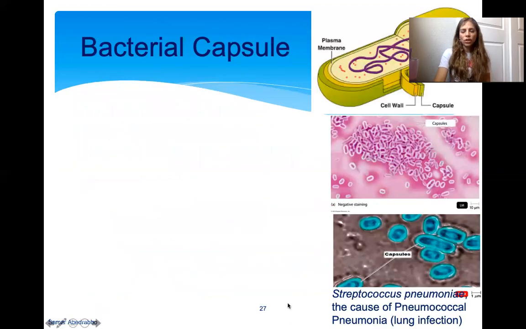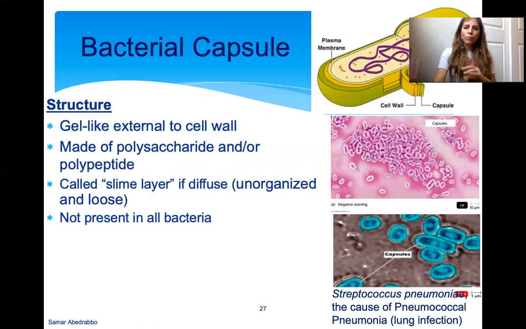Okay, another cell structure I want to talk about to move on from the cell wall is a bacterial capsule. When we look at a cell, you have a cell membrane and then a cell wall, and then bacteria also sometimes have a capsule. So it's a third layer of protection, and it's external to the cell wall, meaning it's outside the cell wall. It's made up of sugars. Polysaccharides are sugars, and also sometimes proteins. Polypeptides are proteins. It's called a slime layer if it's not tightly organized, and it's not present in all bacteria. So some bacteria have capsules, some don't.